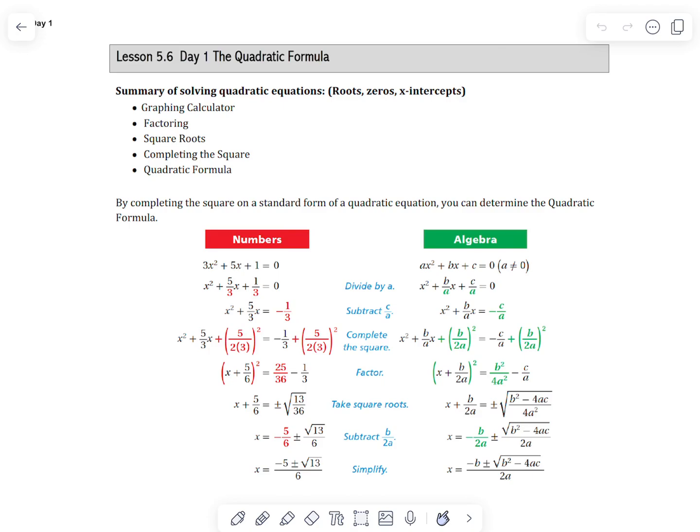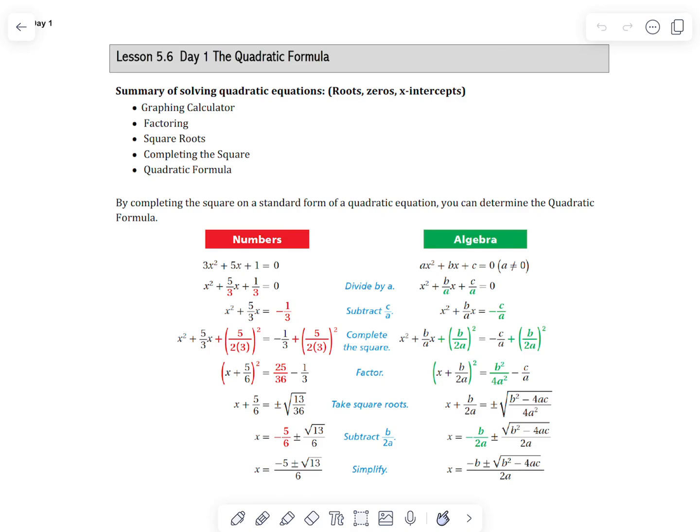All right, this is the quadratic formula. So here's a summary of the types of solving quadratic equations to find the roots, the zeros, or the x-intercepts. You could use a graphing calculator and graph the function and find the x-intercepts. You can factor them, use square roots, completing the square, and the next one now is the quadratic formula.